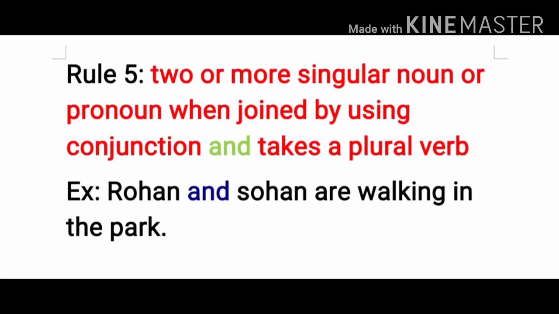Rule number 5: two or more singular nouns or pronouns when joined by the conjunction and take a plural verb. It means when we join two singular nouns, meaning names of places or persons, or pronouns he, she, it, etc. by using the conjunction and, they will take a plural verb. Rohan and Sohan are walking in the park. In the example, Rohan and Sohan are two nouns which have been joined here by the conjunction and, and they are taking the verb are, which is a plural verb.